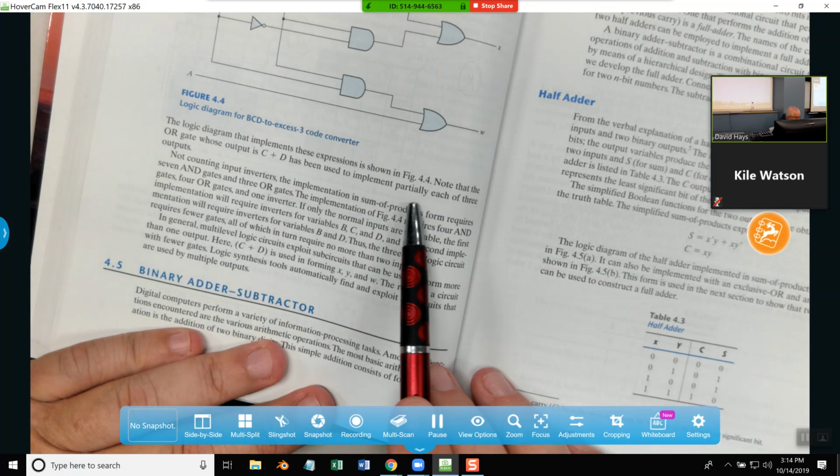In general, multi-level logic circuits exploit subcircuits that can be used to form more than one output. Here, B or C or D is used in forming X, Y, and W. The result is a circuit with fewer gates. Logic synthesis tools automatically find and exploit subcircuits that are used by multiple outputs.